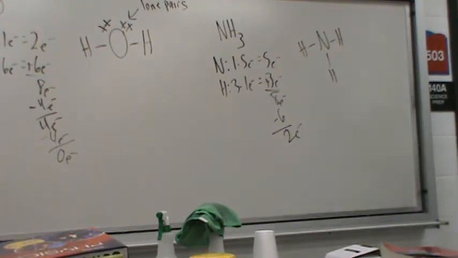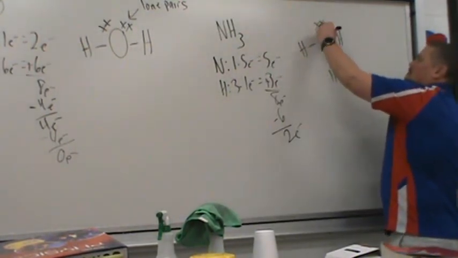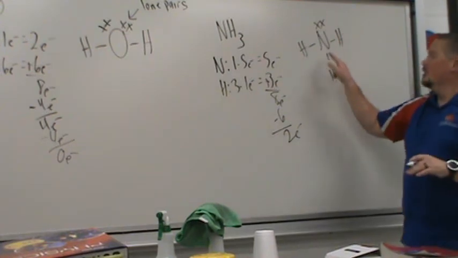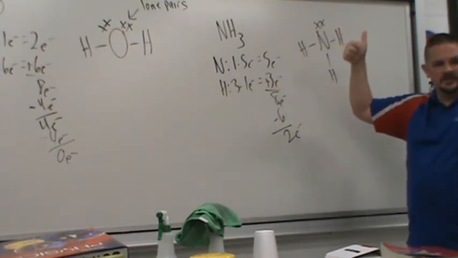Where should we put these 2 remaining electrons? On top of the nitrogen is a lone pair, because hydrogen's happy with 2. And before we put that lone pair up there, the nitrogen only had 6 electrons to it.